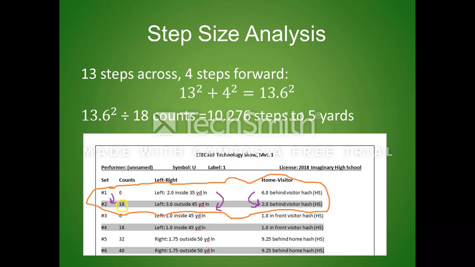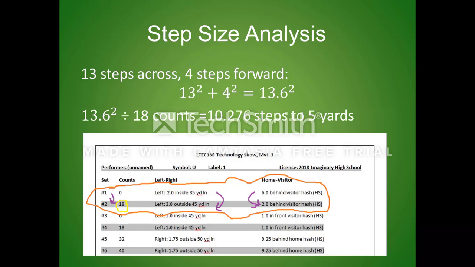From there, she would need to use the Pythagorean theorem to find the total number of steps she would be taking, and divide that by 18 counts to give her what size steps she would be taking to 5 yards.